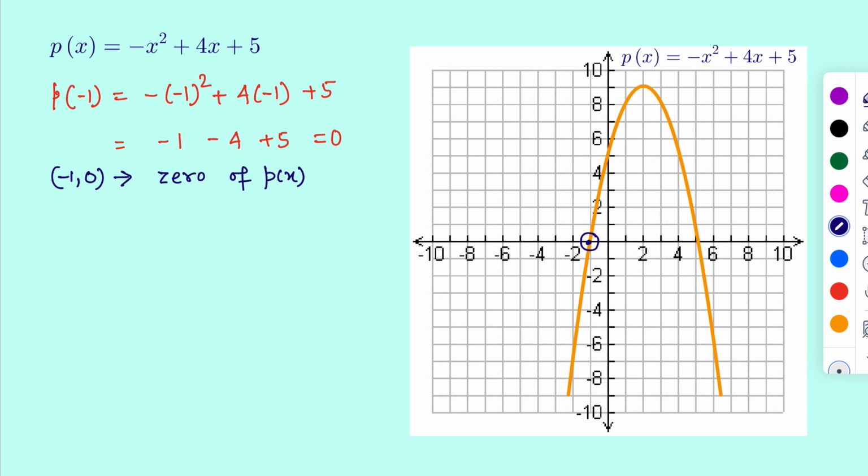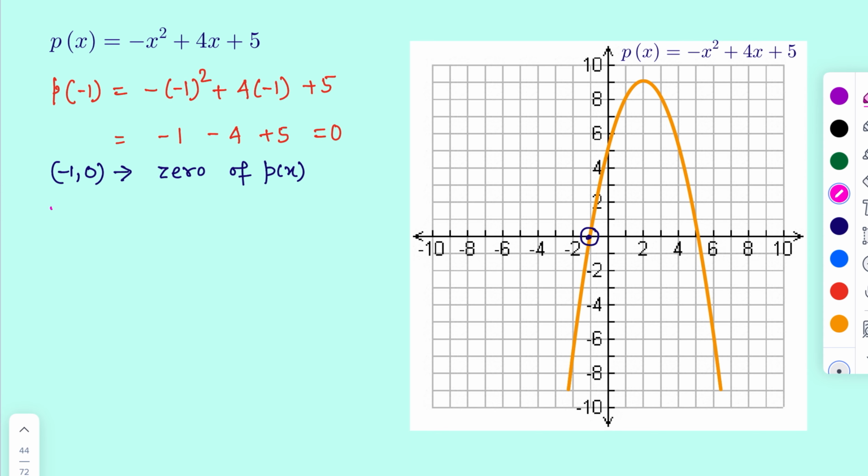Similarly, if we will take p of 5, we will get minus 5 square plus 4 into 5 plus 5, that is equal to minus 25 plus 20 plus 5, this is equal to 0.